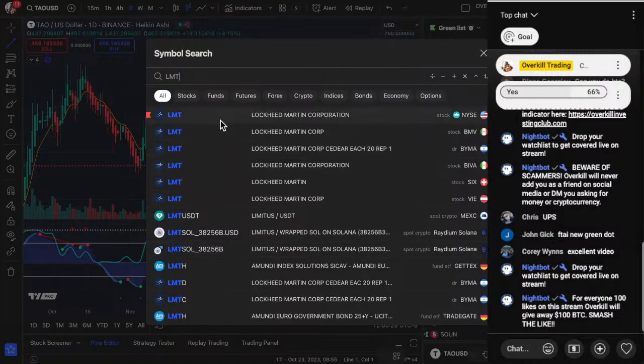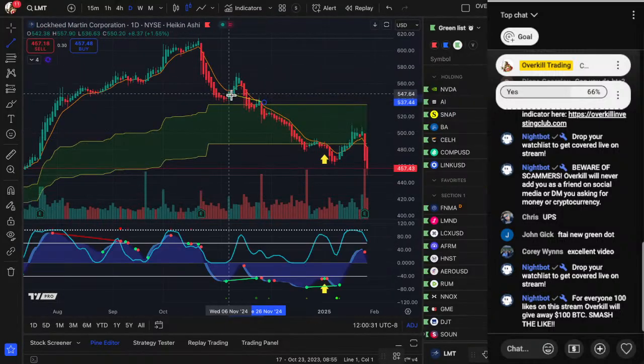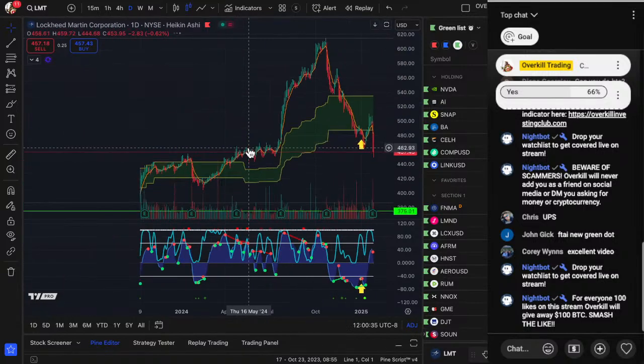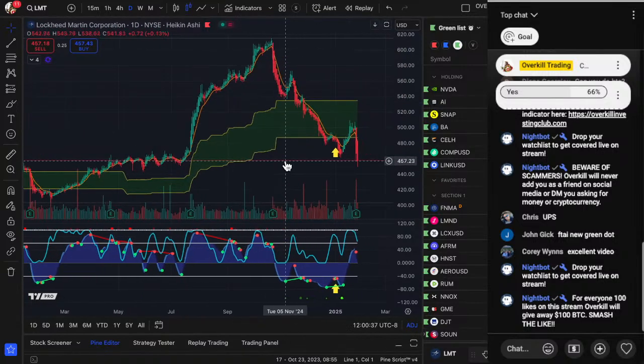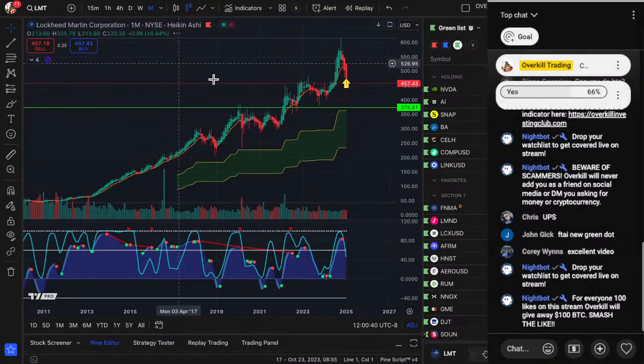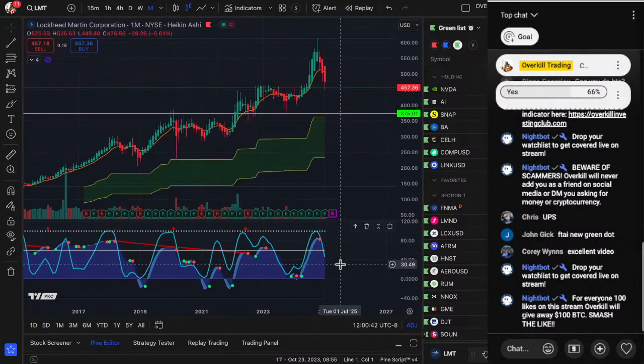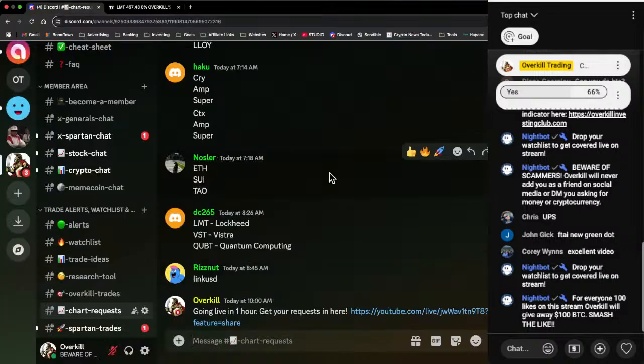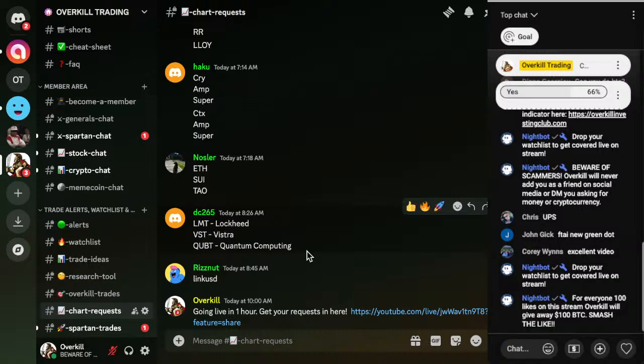LMNT or LMT, there's Lockheed Martin selling off hard here. Really hard sell-off there. So this looks like an interesting play here. Haven't got a lot of opportunities to buy this stock this low, but you could see the red dot. Back here in November, back here at 575, it's now sitting down here at 450. So this one's selling off. Let's wait for the green dot on the monthly to take action on LMNT, or I'm sorry, LMT.